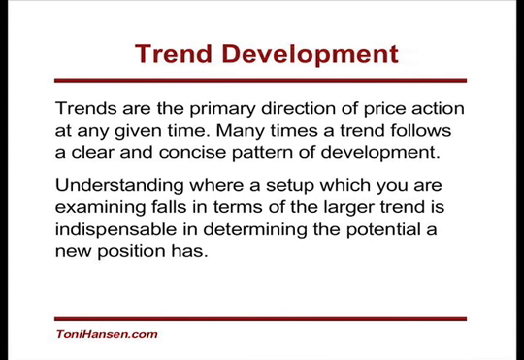So let's say you're looking at a series of higher highs or higher lows on a 5-minute time frame. Well, then you would be in an uptrend. But since trends are fractal in nature, your uptrend could still be taking place on a 5-minute time frame, whereas your daily chart might be in a downtrend.